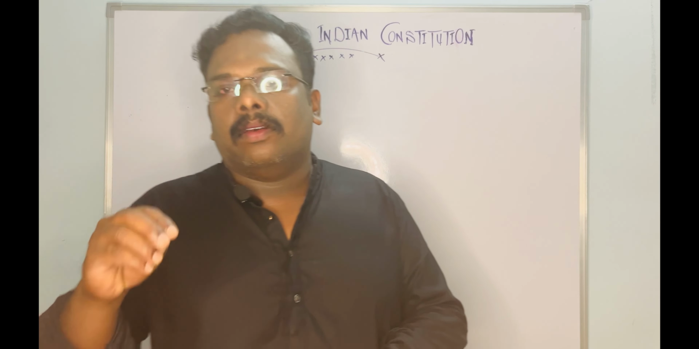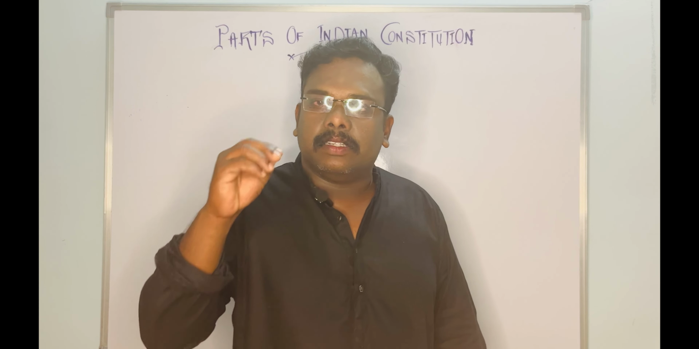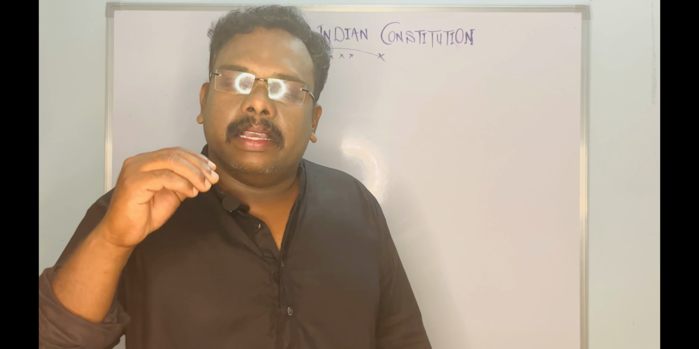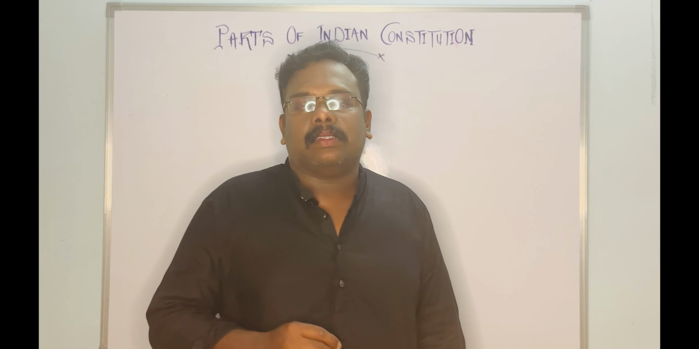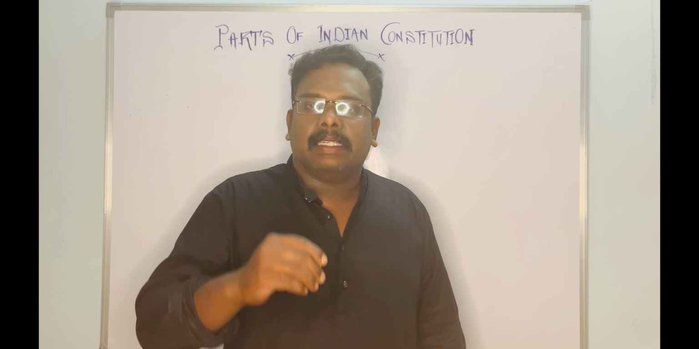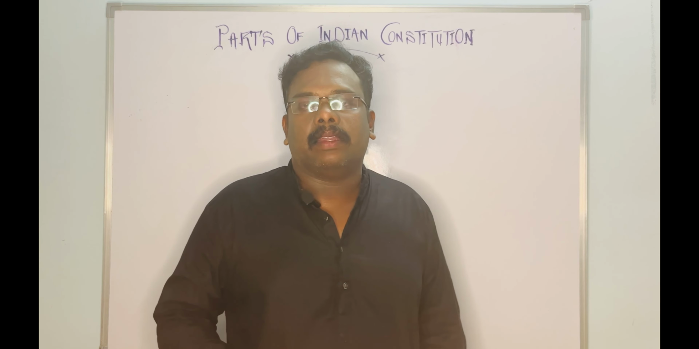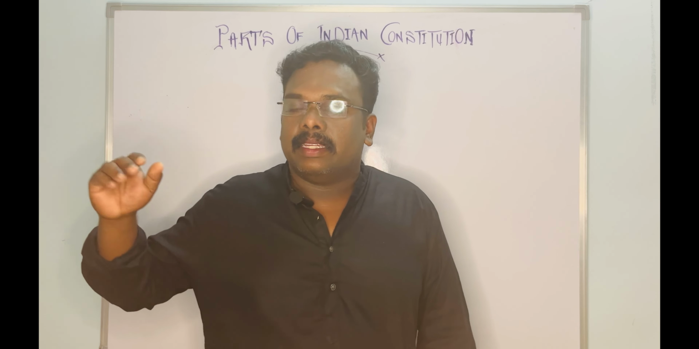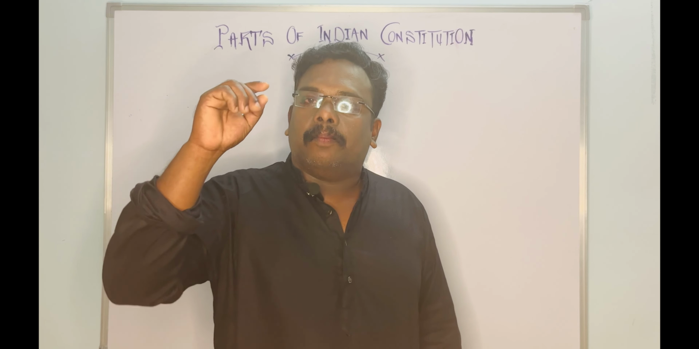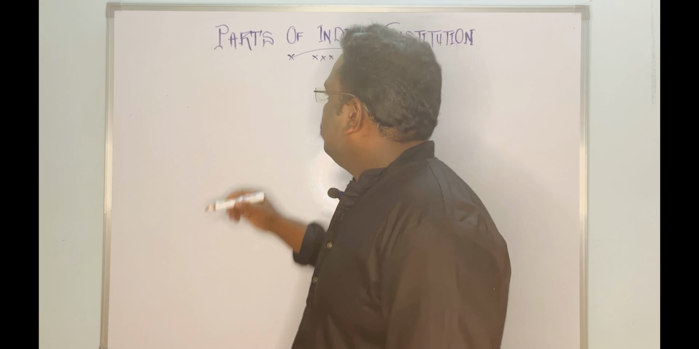So, we have made a constitution. We have made a constitution for a government or for a nation. So, first we will talk about the nation. We will call India a union government, a union government with its territories. So, part 1 is union and its territories.